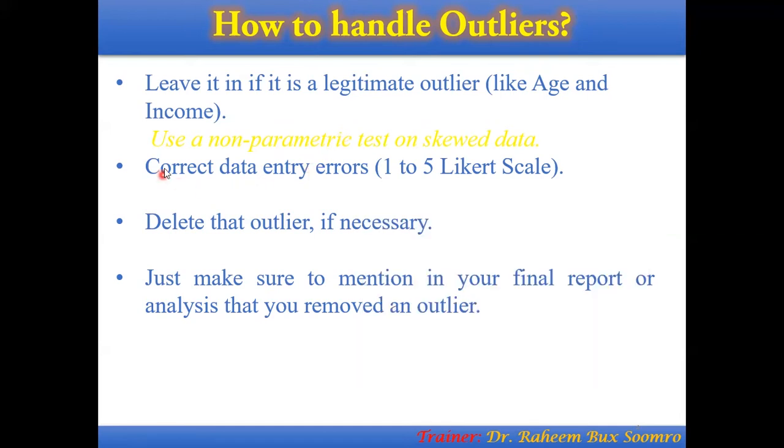Another solution is to correct the data entry. With the 1 to 5 scale, as I told you, you can correct it. If instead of 1 you have pressed 11, or pressed the same button twice, then you can solve the problem. You can correct it, and by removing one extra 1, it will become 1. Or delete the outlier. If you think it's necessary, you can delete the outlier.